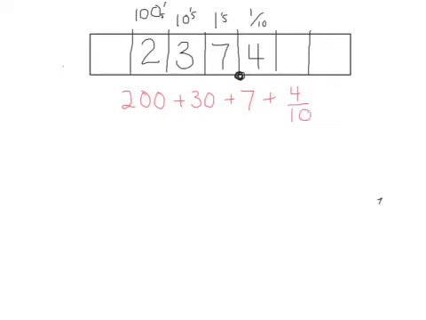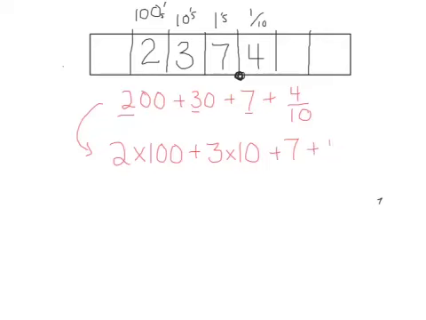So now I'm going to multiply my digits by the place value they're in. So then my next step is 2 times 100 plus 3 times 10, it's in the tens place, plus 7, again it's in the ones place, so I don't multiply it by 1, and then I have 4 in the 1/10ths place.